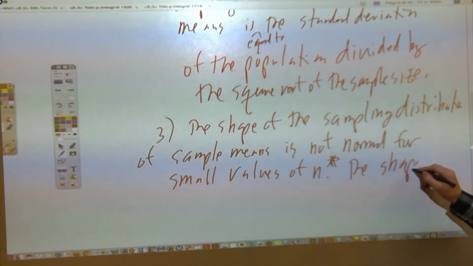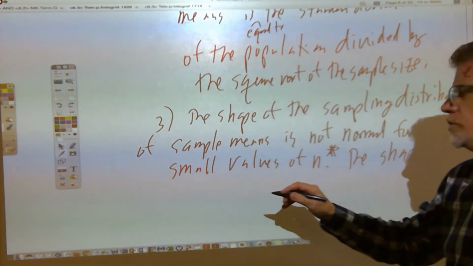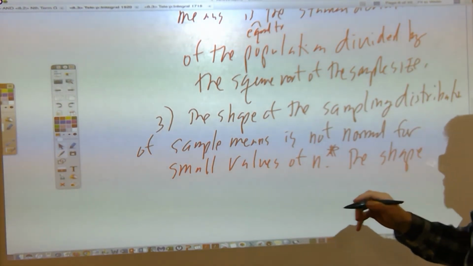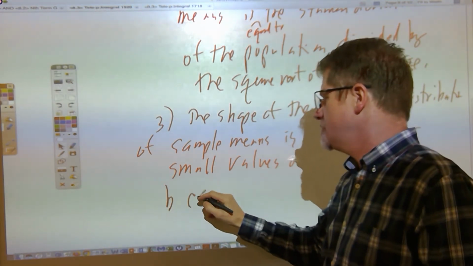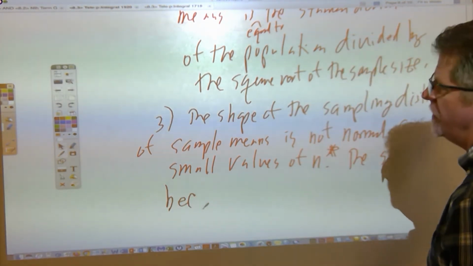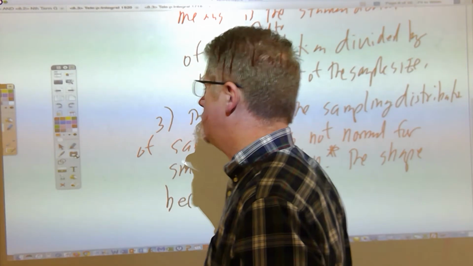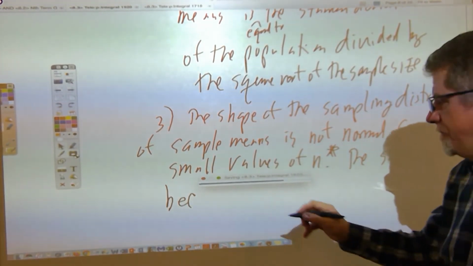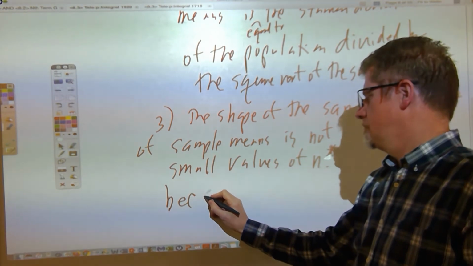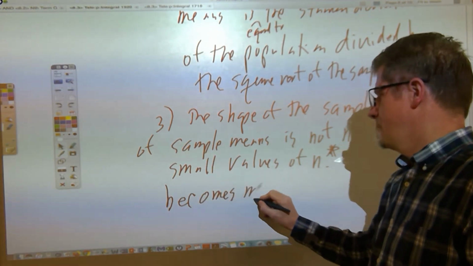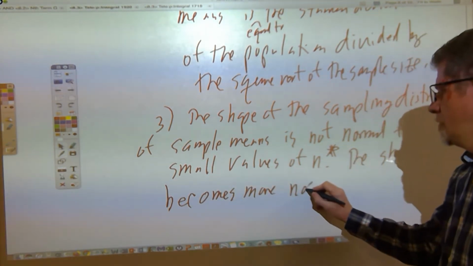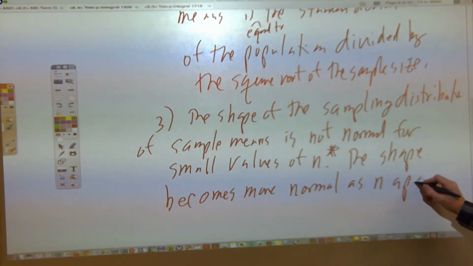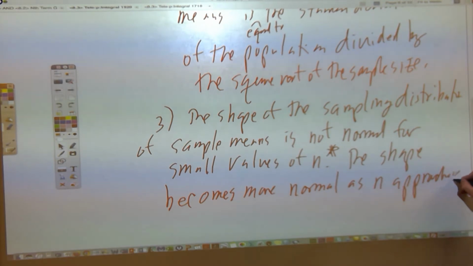The shape becomes more and more normal as sample size approaches infinity. The shape becomes more and more normal as n, the sample size, approaches infinity.